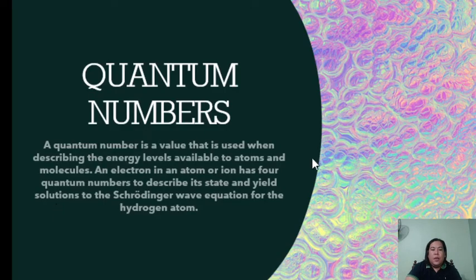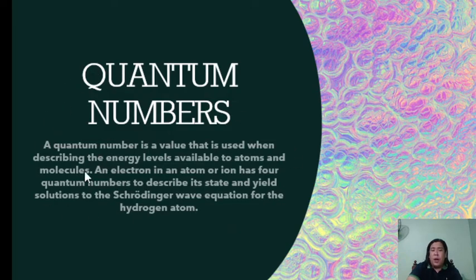Okay, so this is the last part of our three-part series of lessons on the electronic structure of the atom. So let us discuss the quantum numbers. What are quantum numbers? Quantum numbers are values used when describing the energy levels available to atoms and molecules. An electron in an atom or ion has four quantum numbers, or four sets of quantum numbers, to describe its state and yield solution to the Schrodinger wave equation for the hydrogen atom.